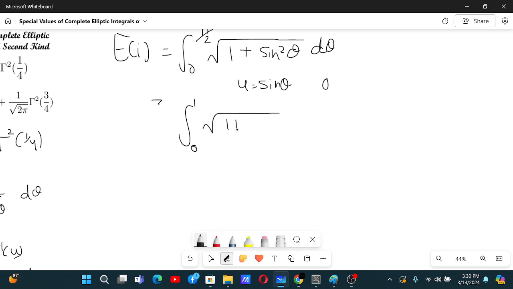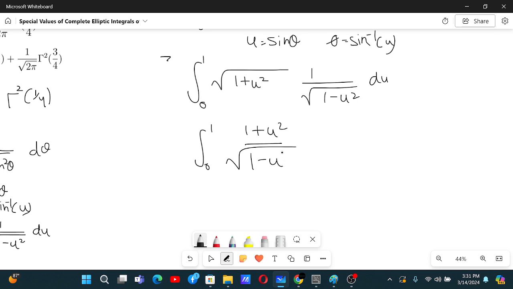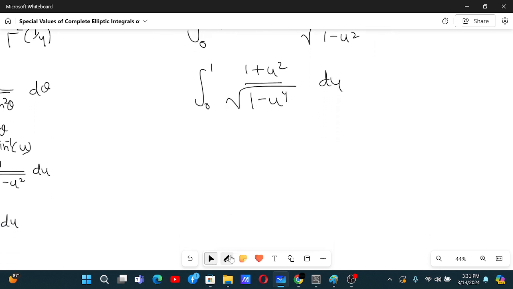Root under 1 plus u square, and d theta will be sine inverse u. That's why d theta will be 1 by root under 1 minus u square du. Now if we multiply numerator and denominator by root under 1 plus u square, what do we get? 1 plus u square by root under 1 minus u to the power 4 du. Now let's separate these two integrals and solve.